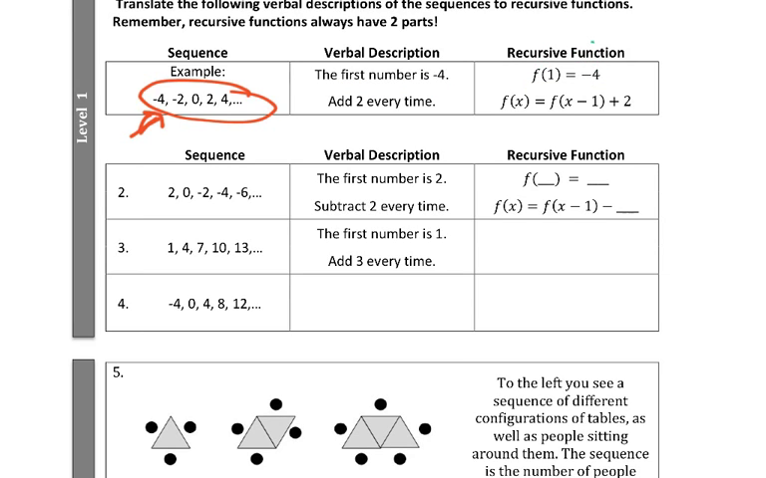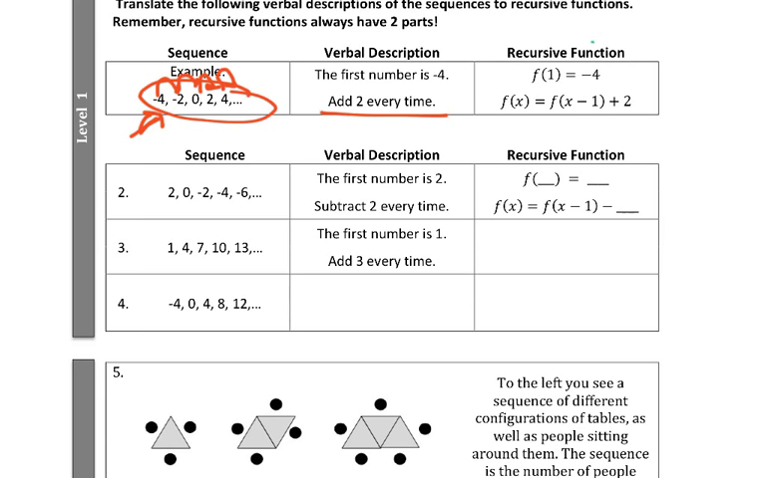Now let's talk about the other thing here. I know that I'm adding 2 every time in this sequence. So we started at -4 and added 2 every time. There's this really crazy way to write that. Basically, it's like this: f of x equals f of x minus 1, plus 2. That means look at the number before it and then add 2. I know that's confusing.